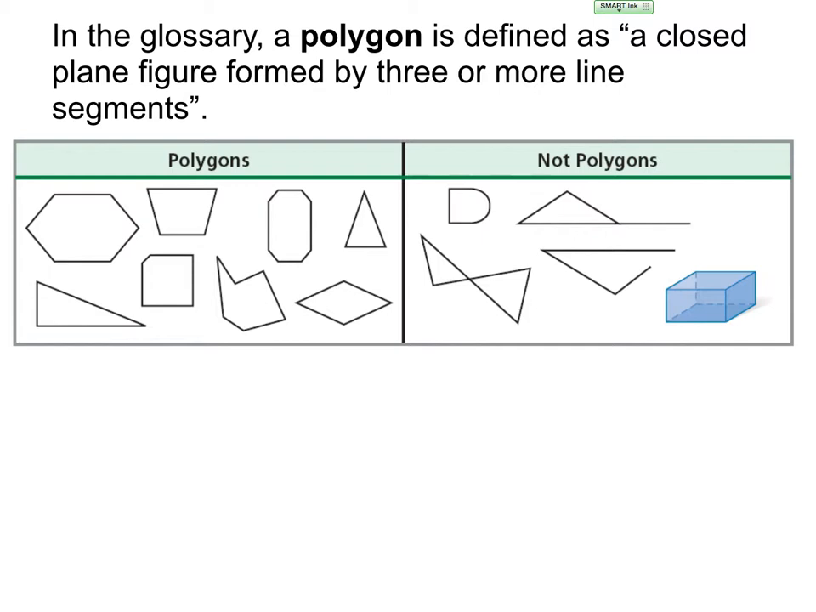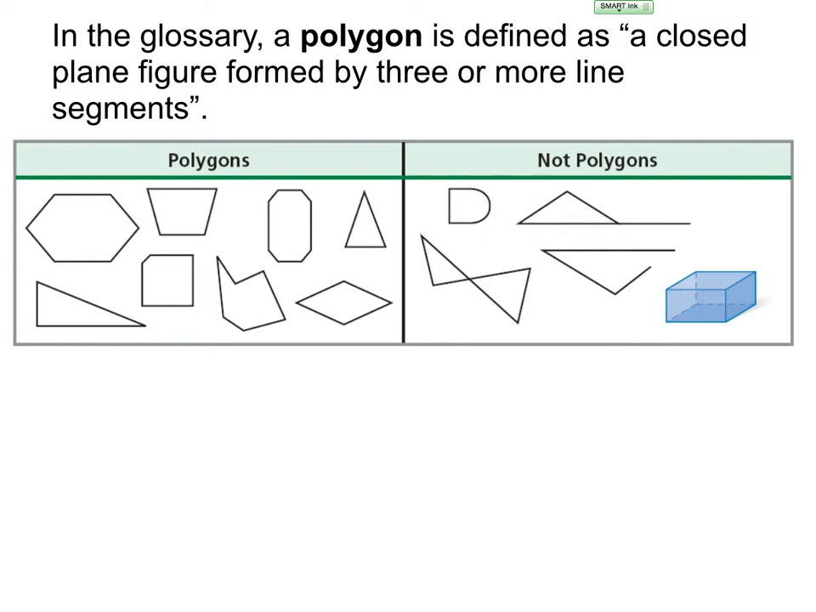So a polygon is defined as a closed plane figure formed by 3 or more line segments. So as you look at the pictures that are polygons, they're all closed. They're formed by segments. And the segments don't connect unless they're just at the ends of it. 3 or more segments, otherwise it's not going to be closed.